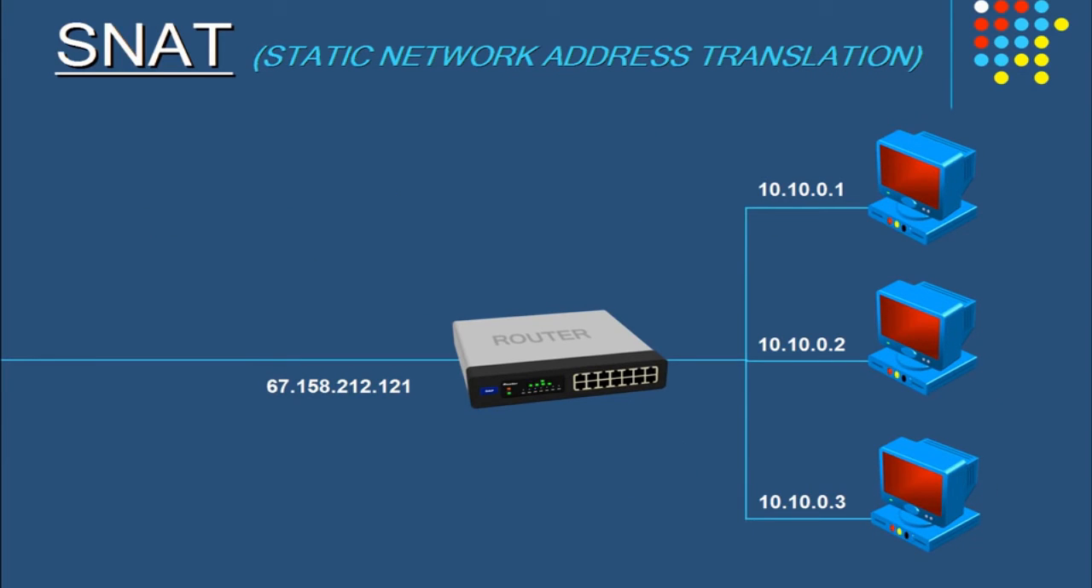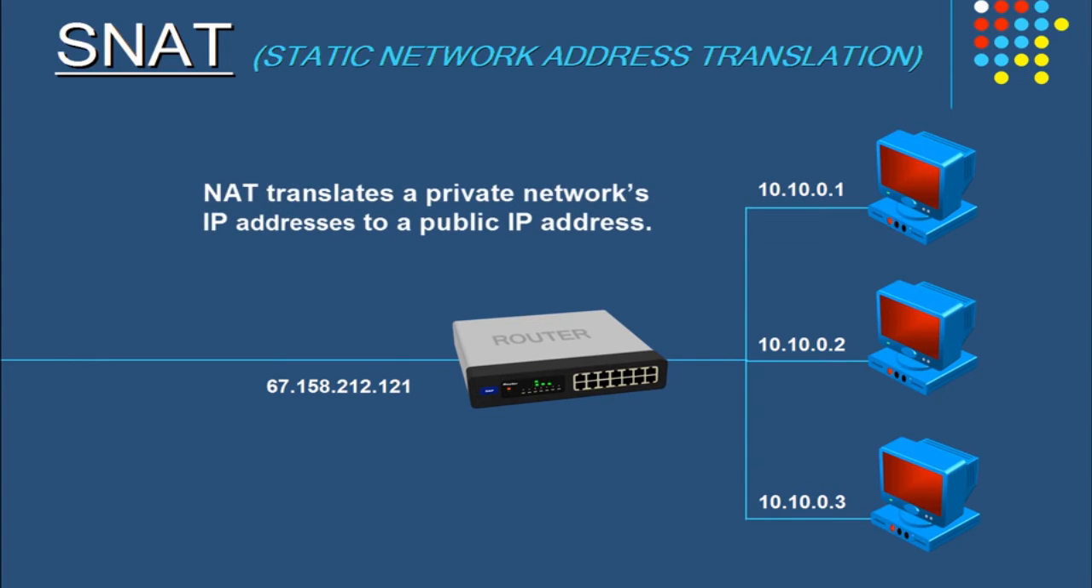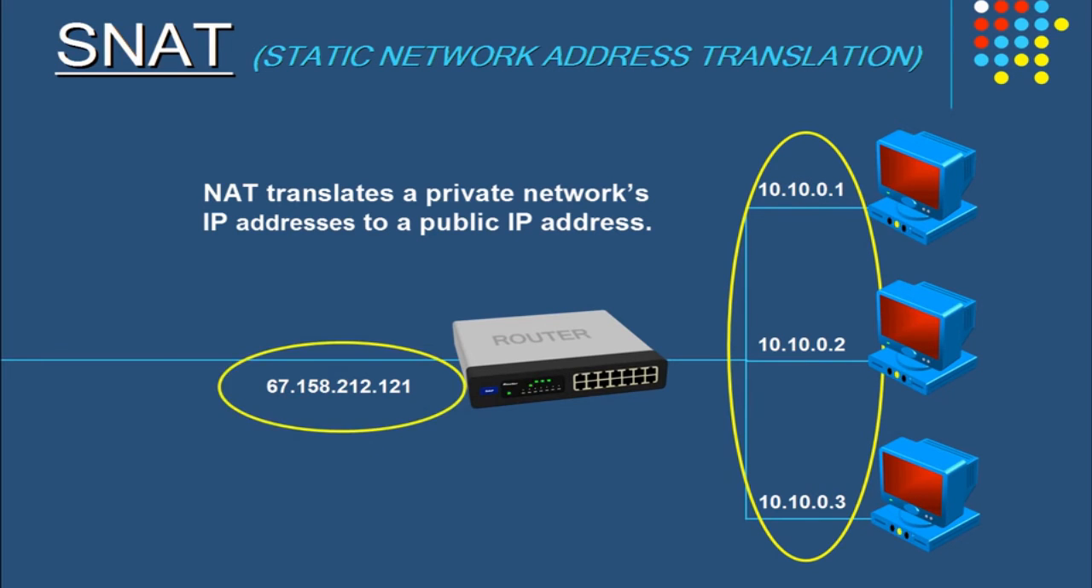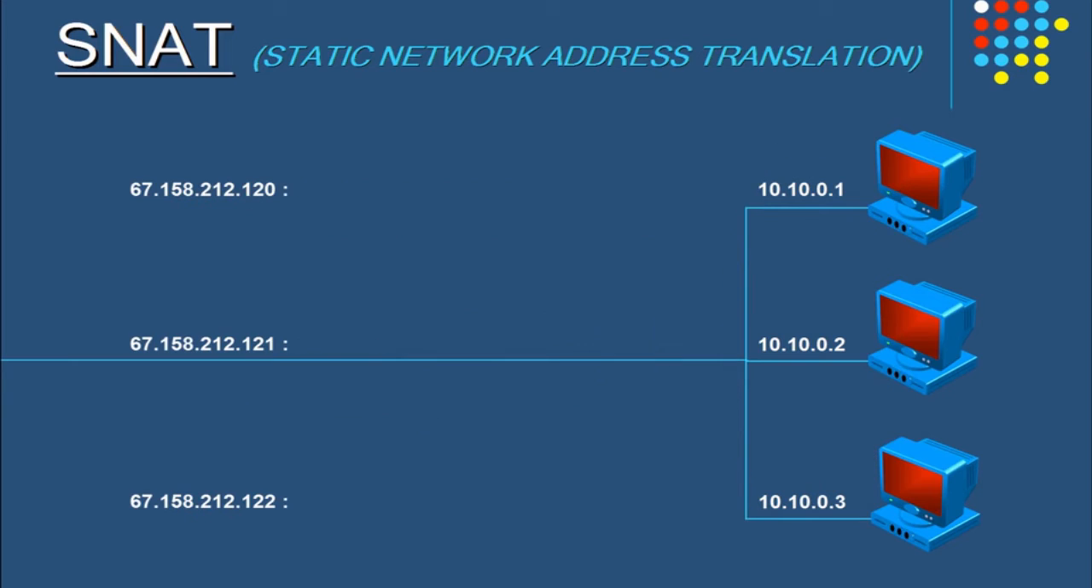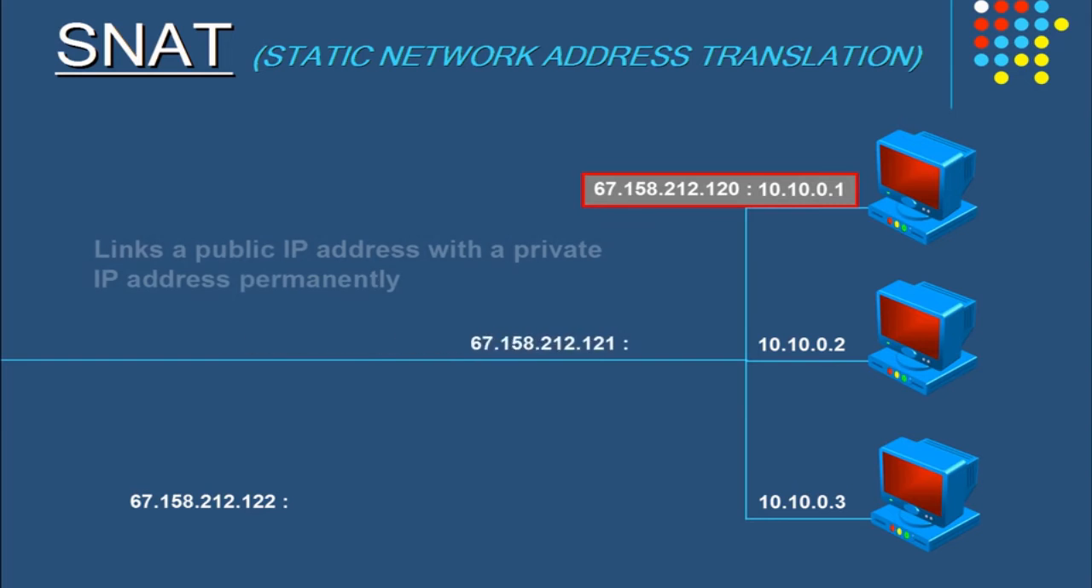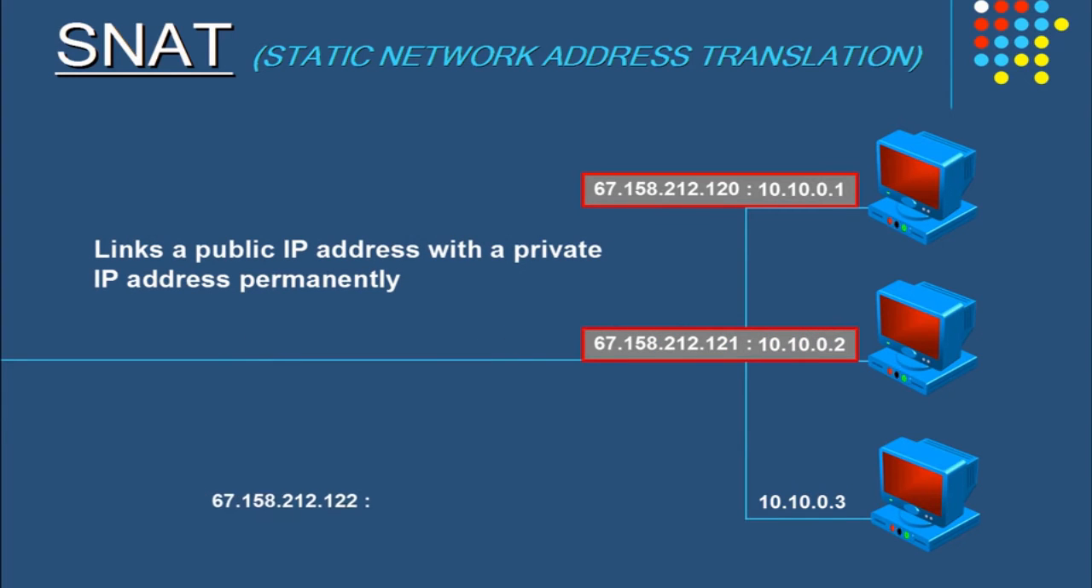SNAT stands for Static Network Address Translation. And as you recall from a previous lesson, NAT translates a private network's IP addresses to a public IP address. So in this example here, these private IP addresses will be translated to this one single public IP address, and vice versa. What SNAT does is that it can link a public IP address with a private IP address permanently. And this is useful when a computer or server needs to be accessed from outside the network. For example, if one of these devices here was a mail server.